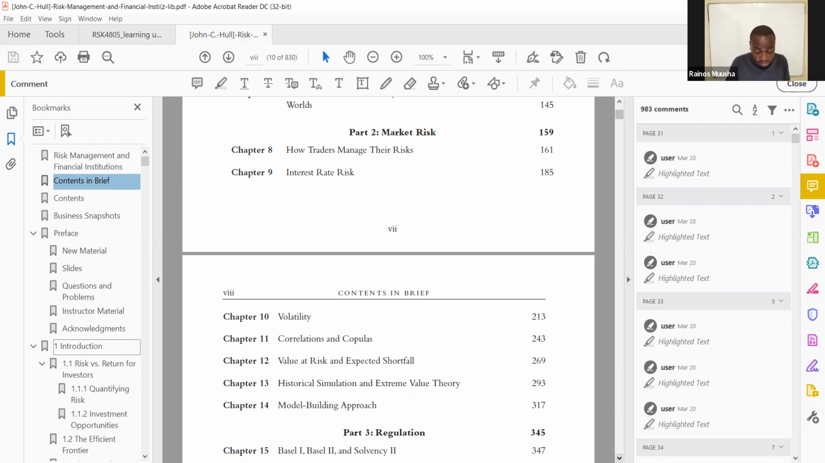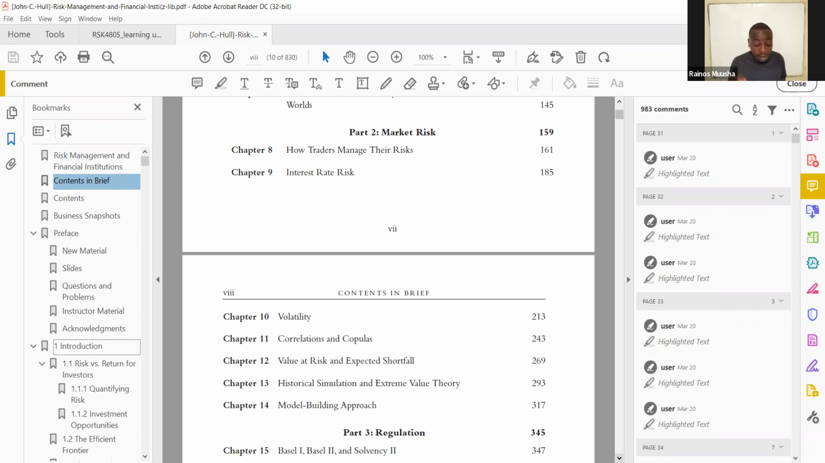So expect this. And chapter 13 looks at historical simulation and extreme value theory. But what is more important here from chapter 13 is the historical simulation. And you see that chapter 13 is very much related to chapter 12 as well. I think in chapter 13, we only look at 13.1 and 13.2.